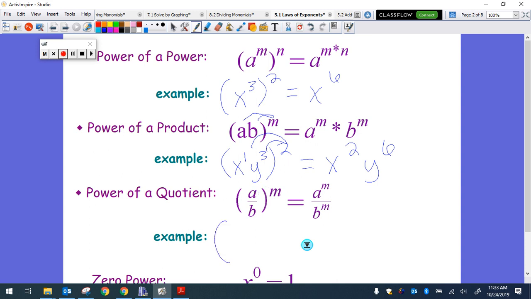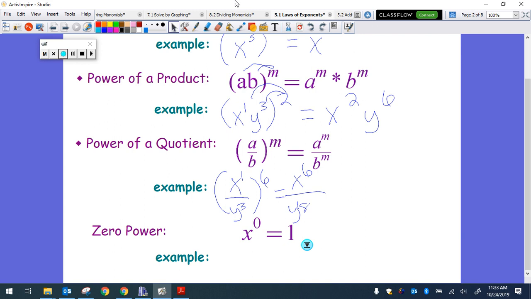Like, let's do this one. If I had x over y to the 3rd, all that to the 6th. Well, that x has a 1, so it'd be x to the 6th on top, and it'd be y to the 18 on bottom. And then the last thing you really need to know is anything to the 0 power is 1.